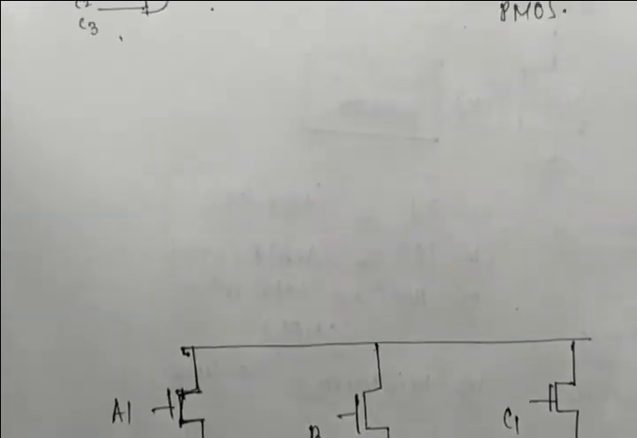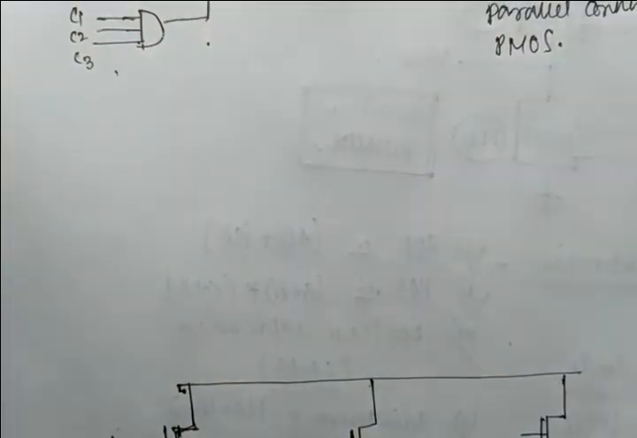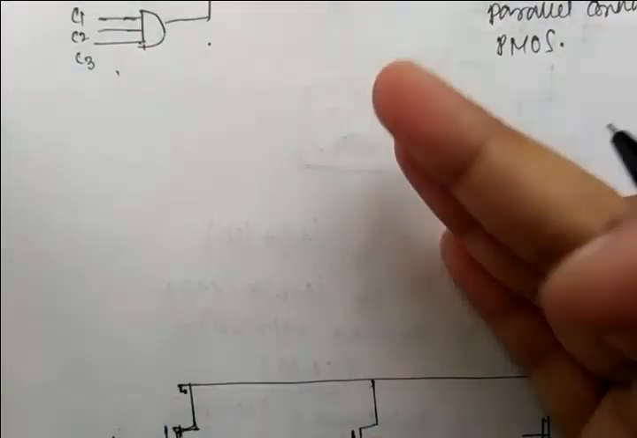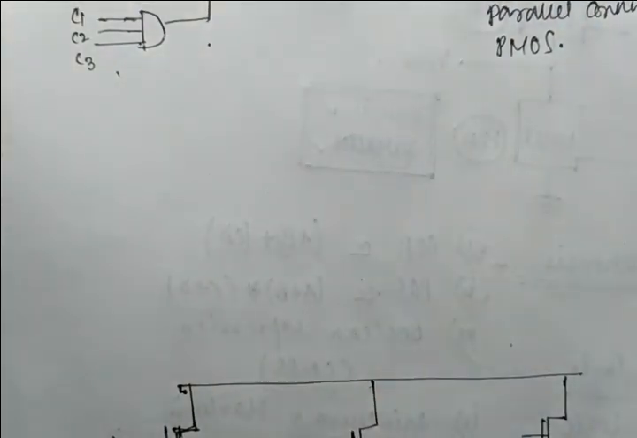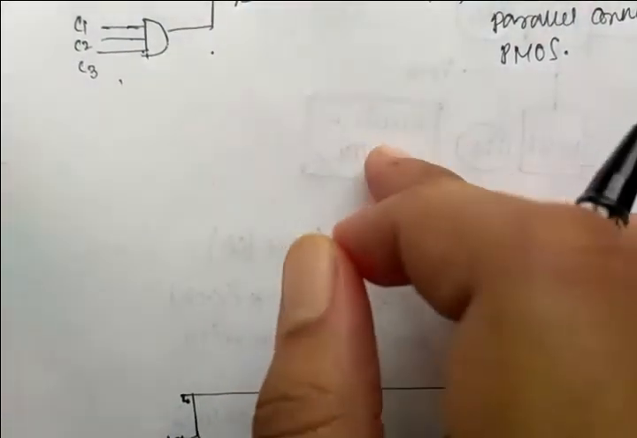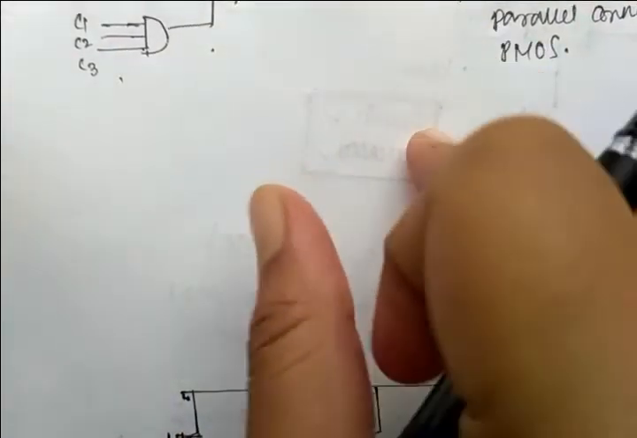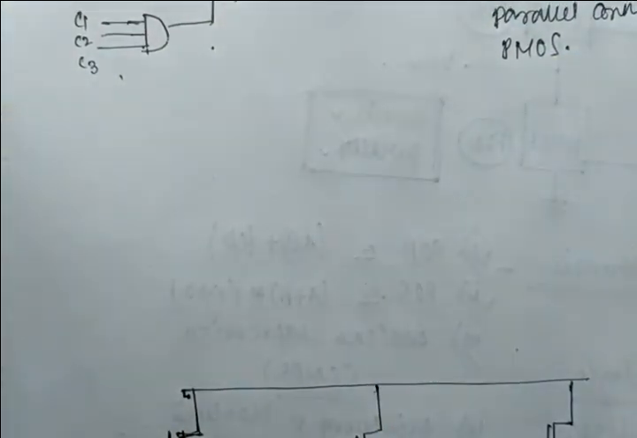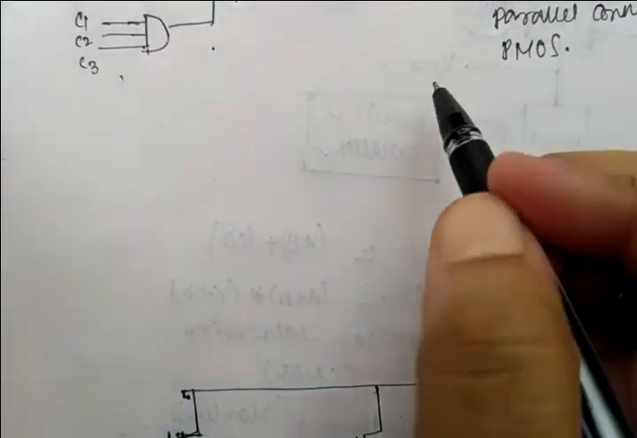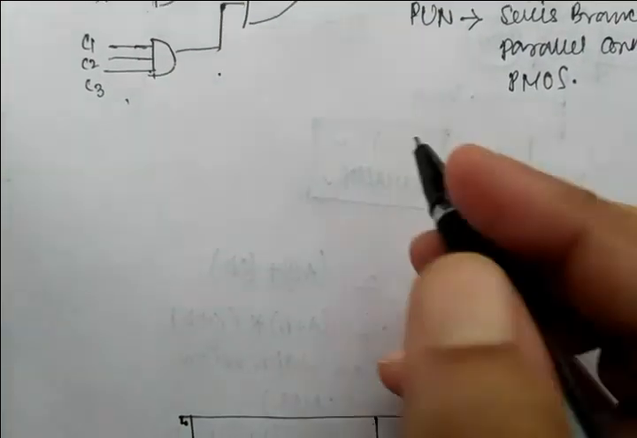And what about your pull up network? Just the opposite. Here it is parallel branches series connected, and there it will be series branches but parallel connected, because all the branches will be connected in series, but the PMOS connected over there will be in parallel. Okay, so series branches parallel connected. And how can we do that?